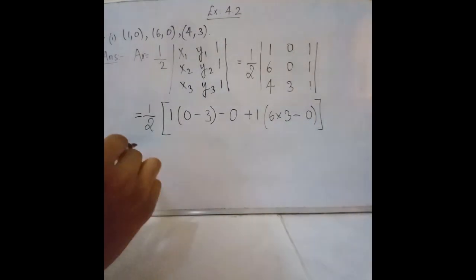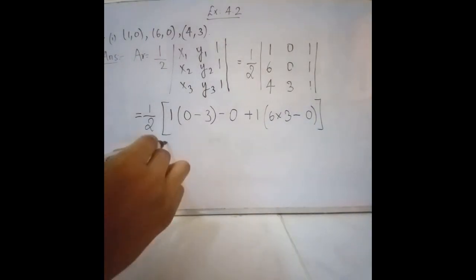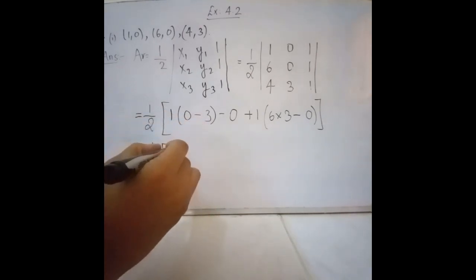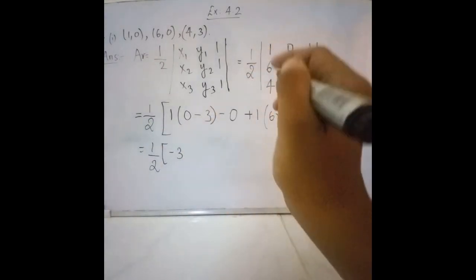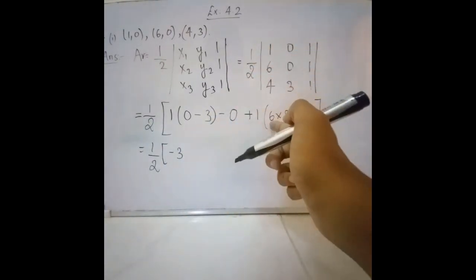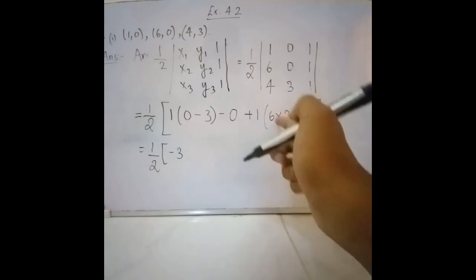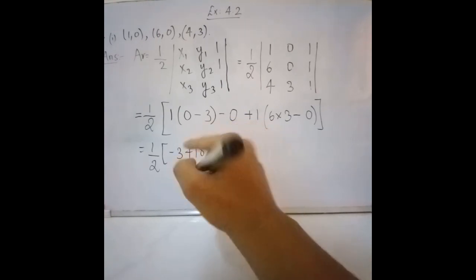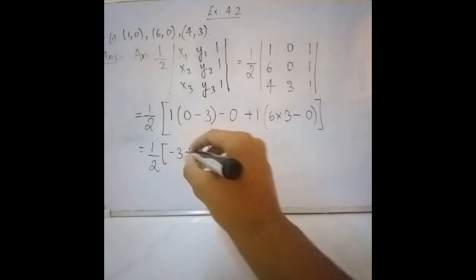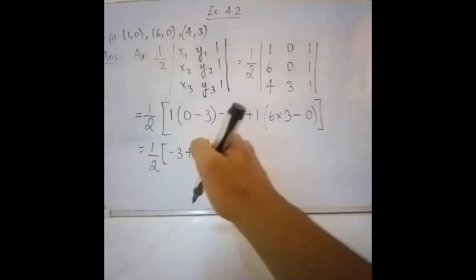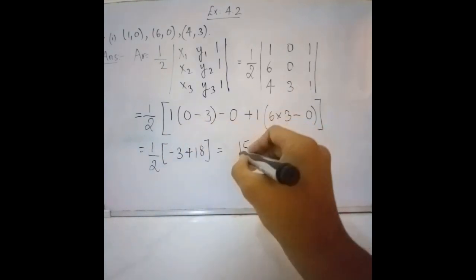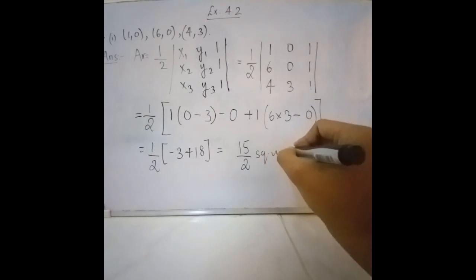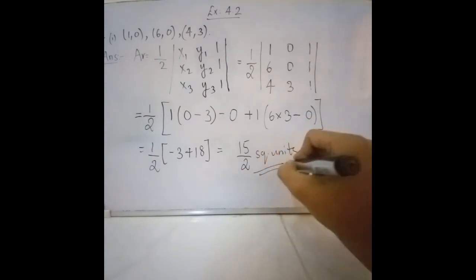Now just simplify it. Half of 1 into 0 minus 3 is minus 3. Minus 0, no need to write anything, it's 0 itself. 6 into 3 would be 18, and 18 into 1 would be 18 itself. So it would be minus 3 plus 18, which is 15. This part would be 15, and we have 1 by 2, so you divide 15 by 2, and the answer is 15 by 2 square units. Don't forget to write square units because it's area.